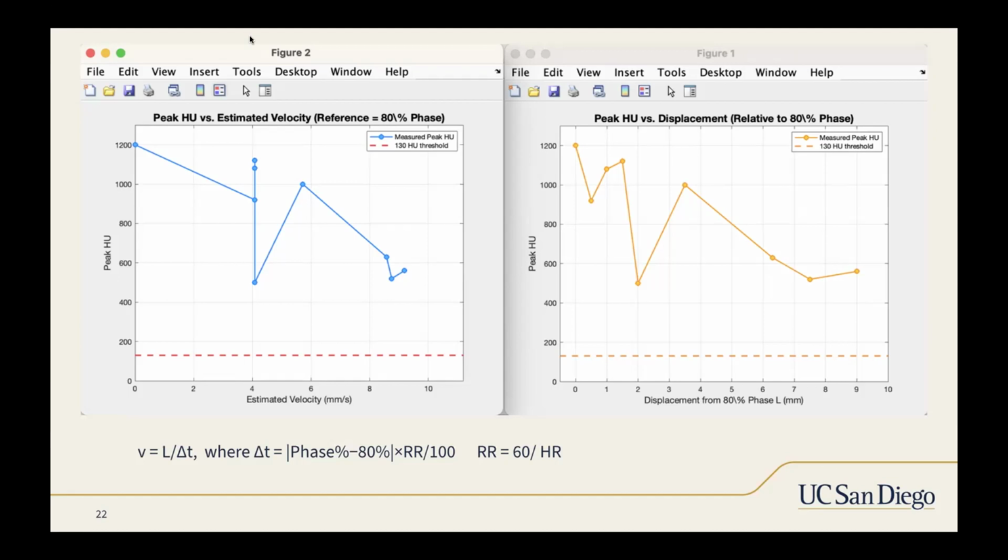So this is the displacement, and it goes out to 9 millimeters away. Measured peak Hounsfield unit. Okay. I guess I'm trying to figure out what's going on with this really low one here.